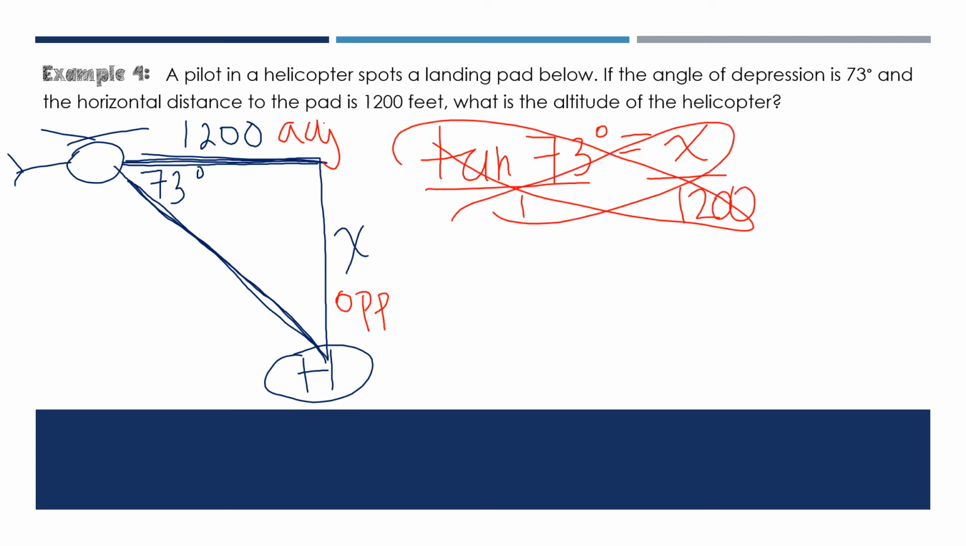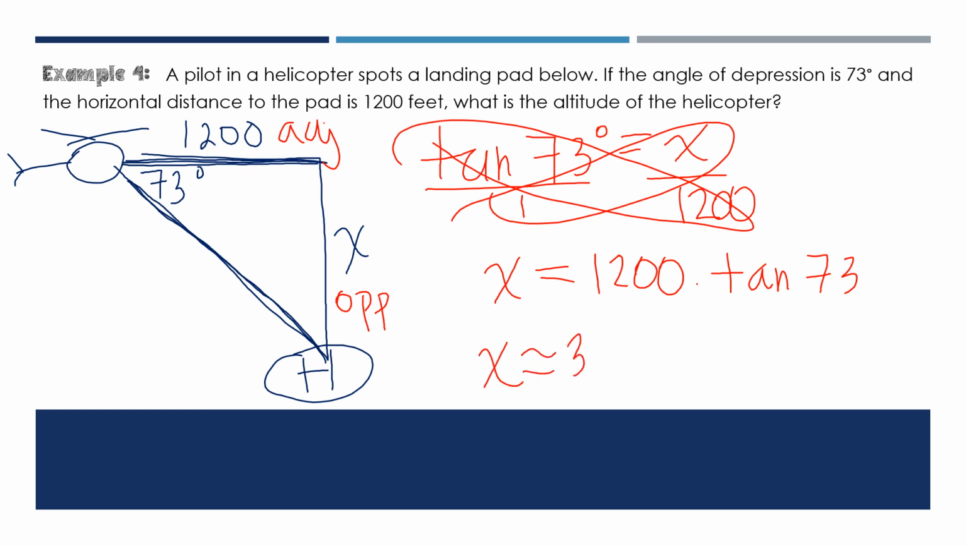Cross multiply, 1 times x is x, which means x is isolated, and then we're going to do 1,200 times tangent 73. We'll go to our calculator, 1,200 times tangent 73. Our helicopter is approximately 3,925.0 feet.